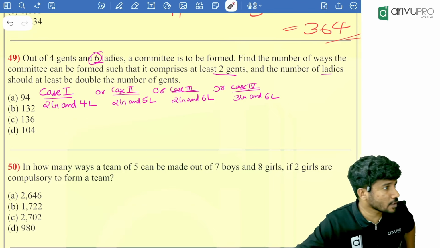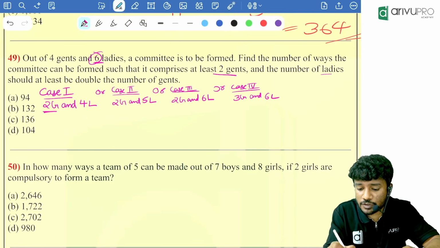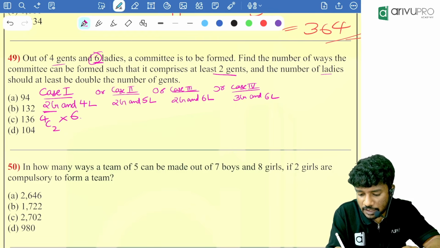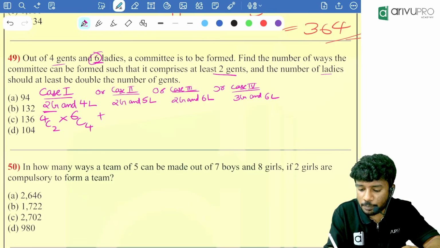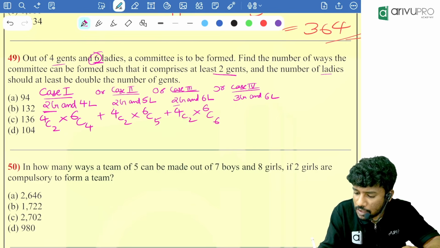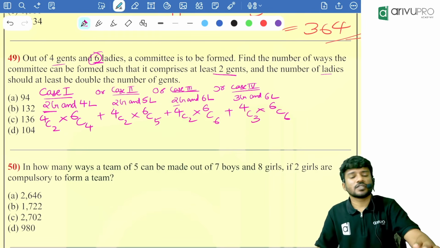I hope everyone understood this. Can I go for the mathematical part of it now? So 2 gents can be chosen from 4 gents, 4C2, and 6 ladies are there. We can choose 4 ladies, 6C4. Or means plus. Then 2 gents from 4 gents, 4C2, and means into, 5 ladies chosen from 6, 6C5. Or means plus. 2 gents from 4, 4C2, and means into, then 6C6. Then or means plus. From 4 gents I am choosing 3 gents, 4C3, and means into, from 6 ladies I am choosing 6 ladies, 6C6.